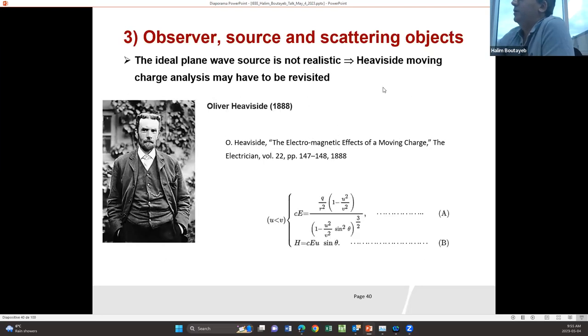And that's why we think that this work should be reanalyzed. It should be revisited. And probably if we consider a charge that has a certain input impedance, and we consider that it's matched to free space, we should not see this increase of the electric field.